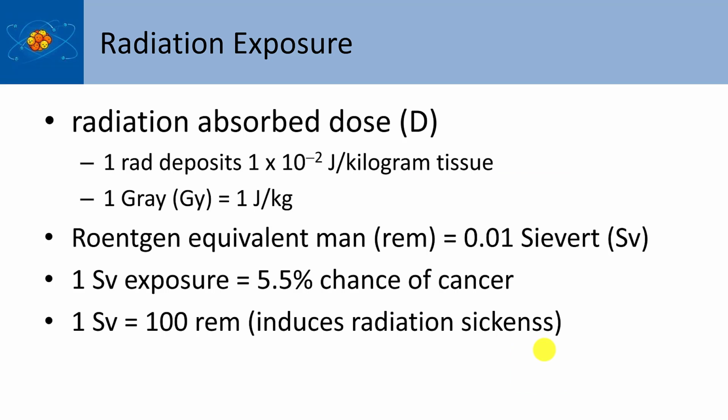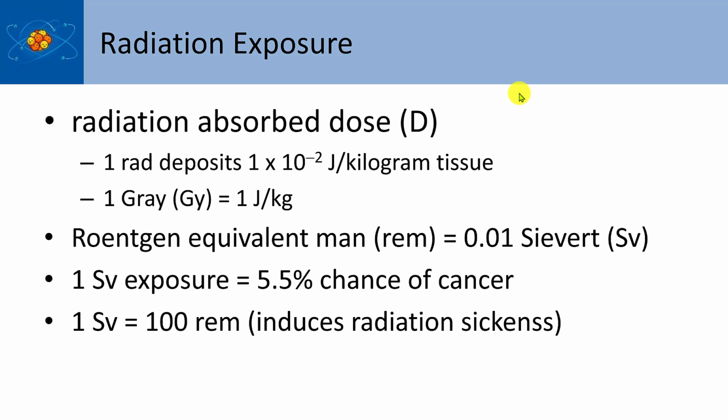So this is one of those areas I know very little about, radiation exposure. So I'll tell you what I know. There's really not much expectation in this area. But radiation is measured in something called rads, and a rad is the amount of energy it takes to deposit 10 to the minus 2 joules, or a centijoule, per kilogram of tissue. And then a gray is another unit, which makes more sense. It's joules per kilogram.